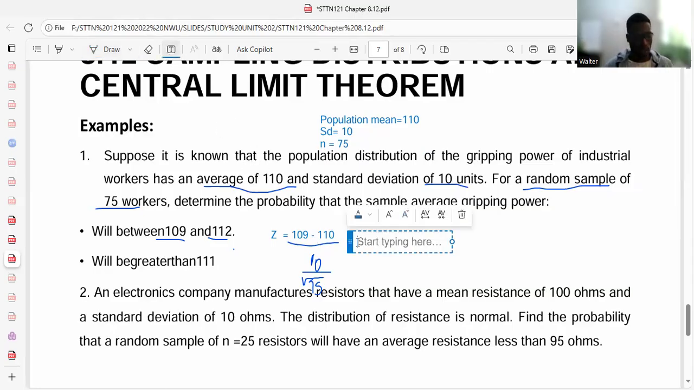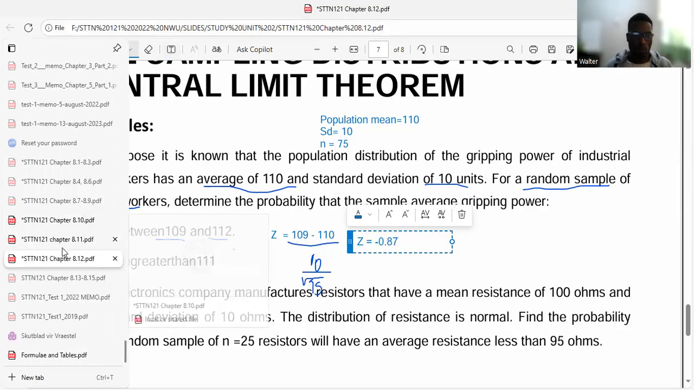Now Z is equal to, when you check that on the calculator, 109 minus 110, and then divided by 10 over square root of 75. You will get minus 0.866. Don't forget to round off your final answer to two decimal places. So minus 0.866 will be minus 0.87 here. We go and find the probability for this one, minus 0.87.